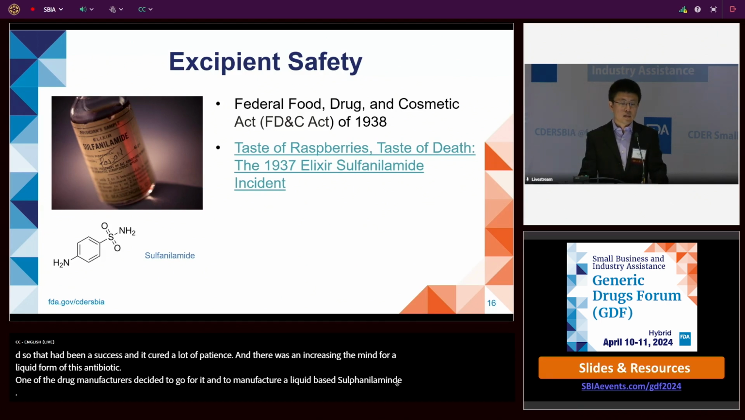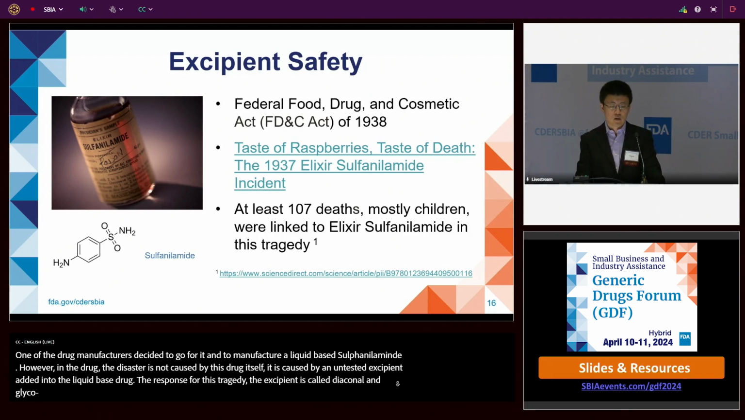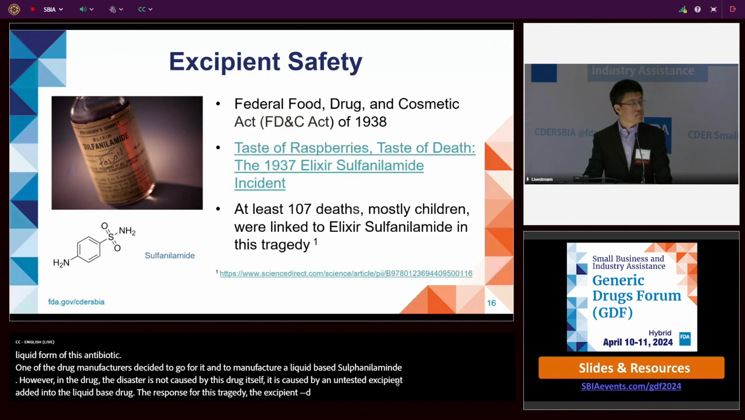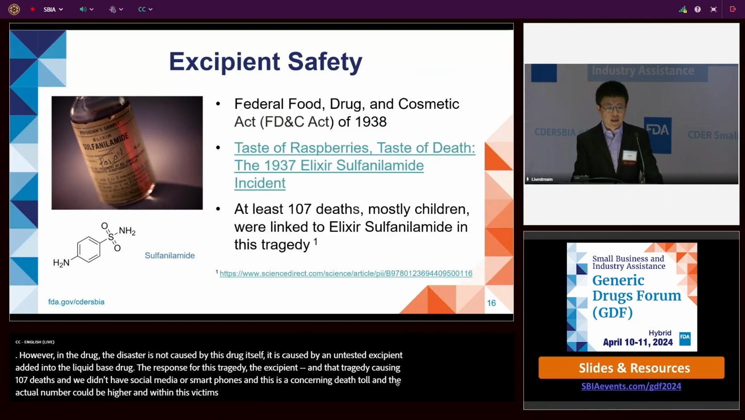However, the disaster was not caused by the drug itself. It was caused by an untested excipient added into the liquid-based drug, called diethylene glycol. That tragedy caused at least 107 deaths. Just remember, 100 years ago we did not have social media or smartphones, so this is a very conservative death toll, and the actual number could be higher. And among these victims, mostly were children, unfortunately.